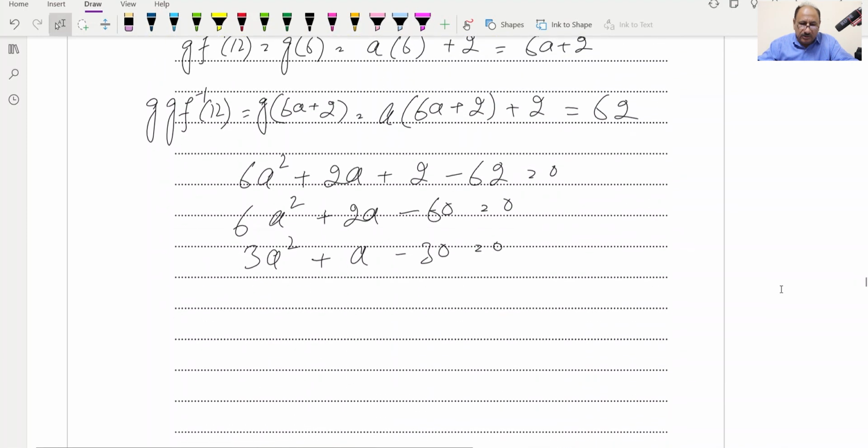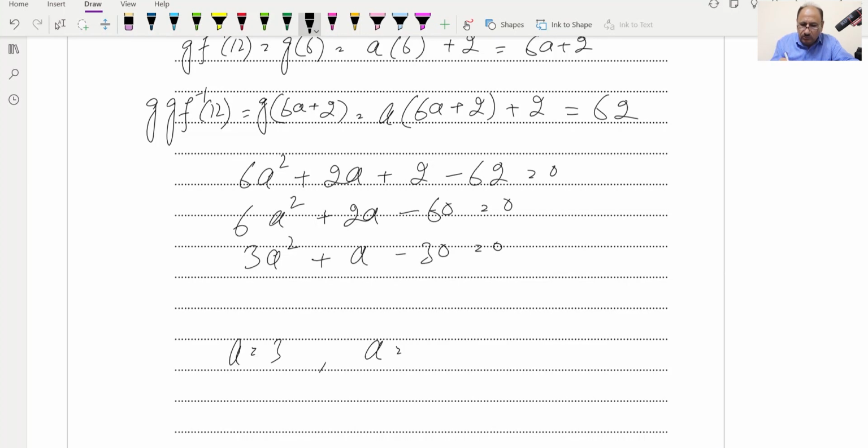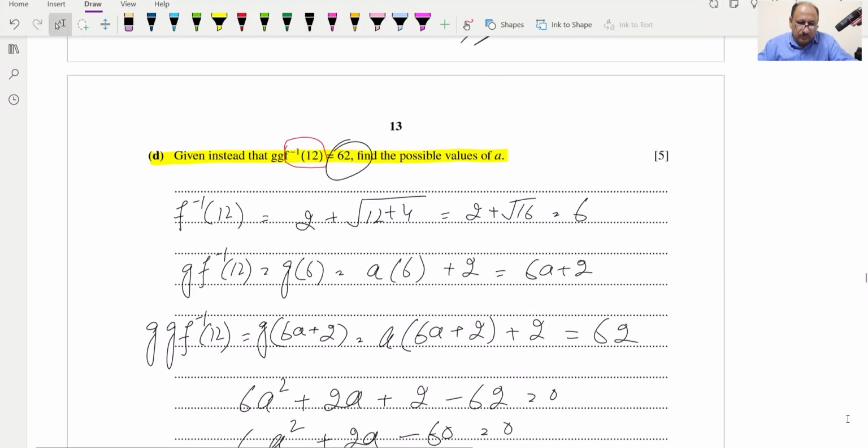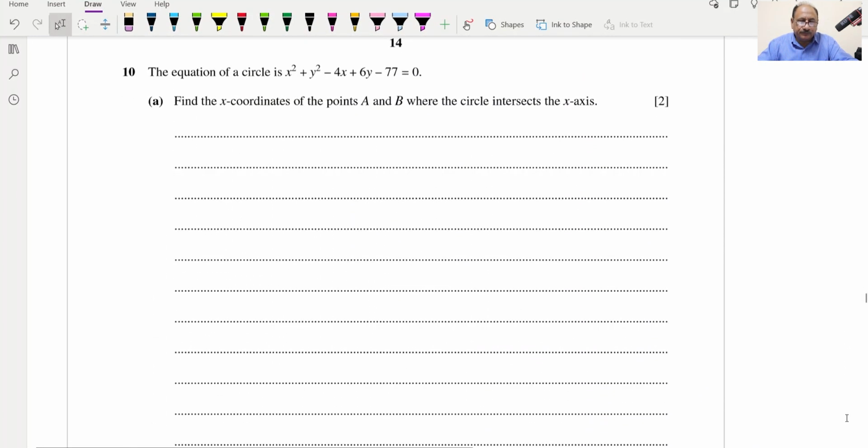This is basically a quadratic equation in terms of a, which we can solve. The coefficient of a squared is 3, the coefficient of a is 1, and the constant value is minus 30, and we will get 3 and minus 10 by 3. So a is equal to 3 and a is equal to minus 10 over 3, and these are basically the two possible values of a. We were supposed to find the value of a. Hopefully you understood this.